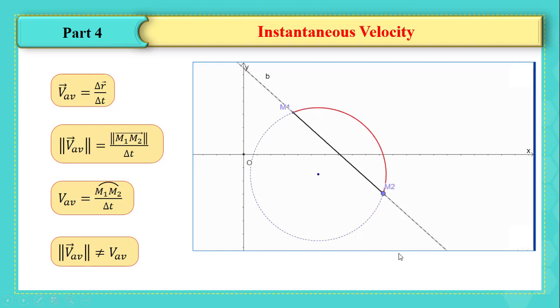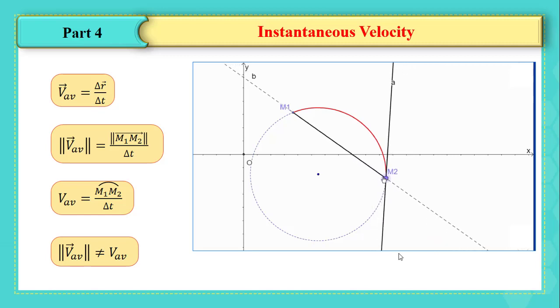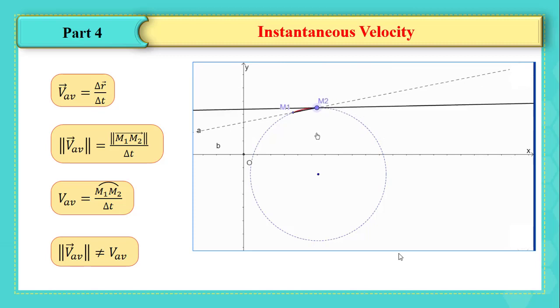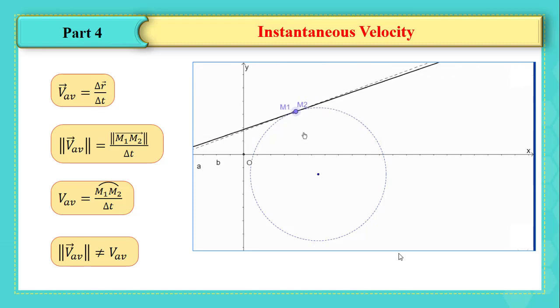Now let us name the line that joins M1 and M2 B, and let us draw another line which is tangent to the circle at point M2, and we name it A. If M2 gets very close to M1, then, as you can see in this figure, the 2 lines A and B are confounded. Remember that the average velocity vector is equal to the displacement vector divided by delta t, so the direction of the average velocity vector is the same as the direction of the displacement vector. So in this case, and because the displacement vector is now tangent to the circle, then also the average velocity vector is tangent to the circle.